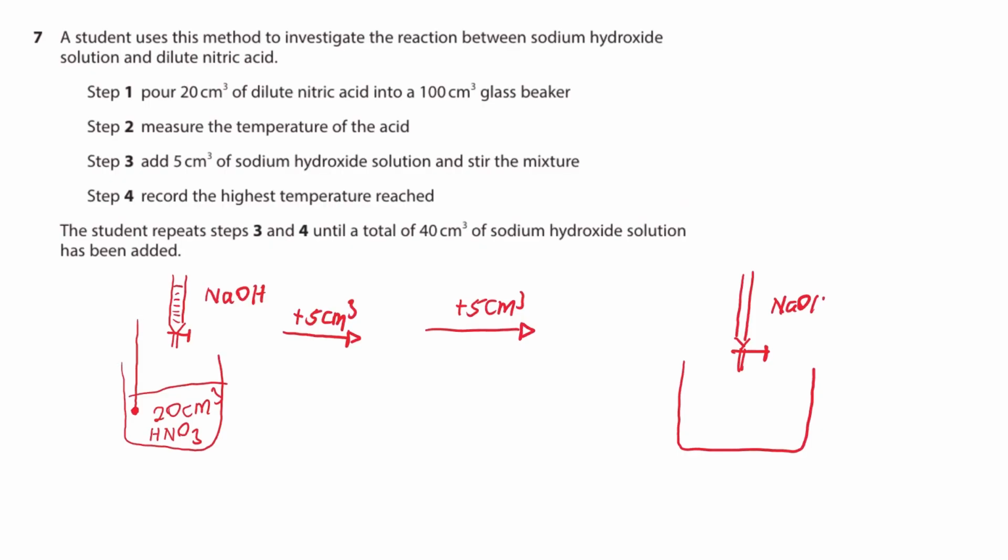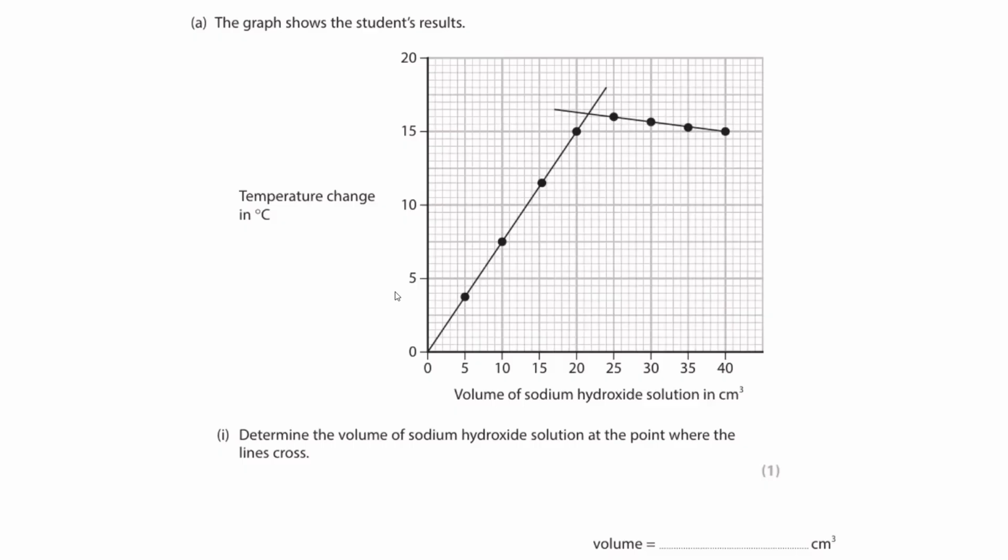So we had 20 cubic centimeters of acid in the bottom. Now we add 40. So altogether I have 60 cubic centimeters of aqueous solution. How come? Because I already had 20 cubic centimeters and I added 40 cubic centimeters into it. So 20 plus 40 is equal to 60 cubic centimeters. So that's the story. Then the graph shows the students' results.